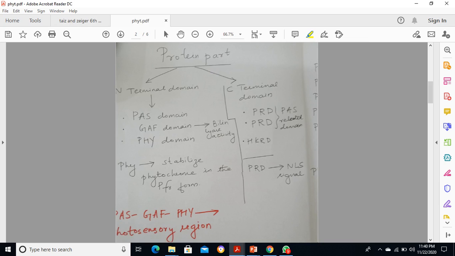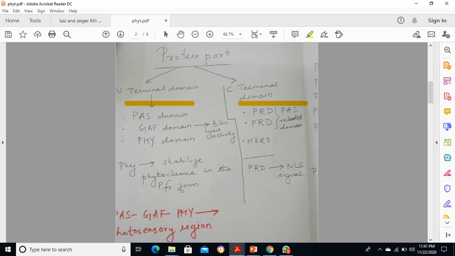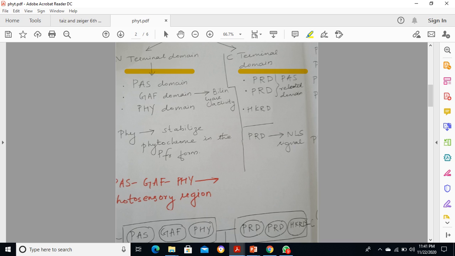Now coming to the protein part, it contains an N-terminal domain as well as a C-terminal domain. The N-terminal domain contains various domains: PAS domain, GAF domain and PHY domain. Okay. So there is a code to remember. Pass-i Gafur Physics-il. Gafur is the name of a guy and he has passed in the subject physics. It's Malayalam. I'm a Malayalam guy, so I'm using this code to remember the N-terminal domains of the protein part of phytochrome: PAS domain, GAF domain and PHY domain.